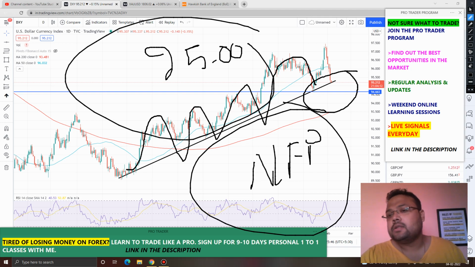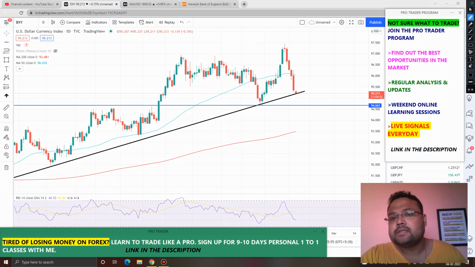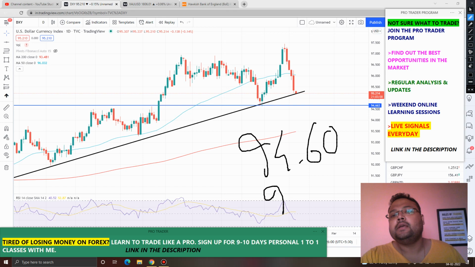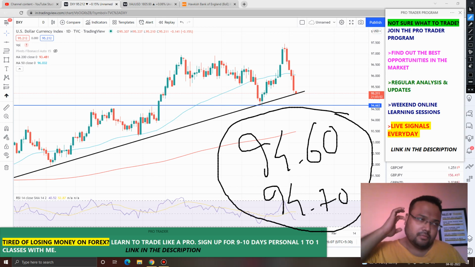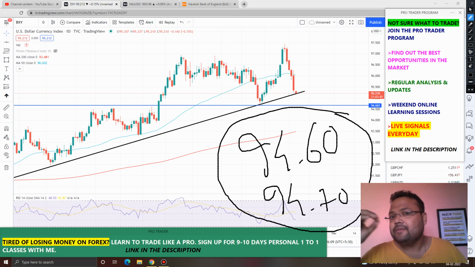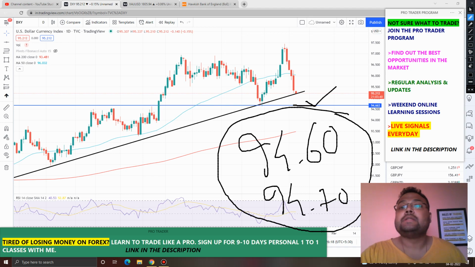The market may break the psychological support of 95 and go down further. But there's a possibility that the previous support of 94.60 to 94.70 will provide some support to the market. So if the news comes out bad and the DXY dollar starts falling, the dollar will try to take support here and bounce later.